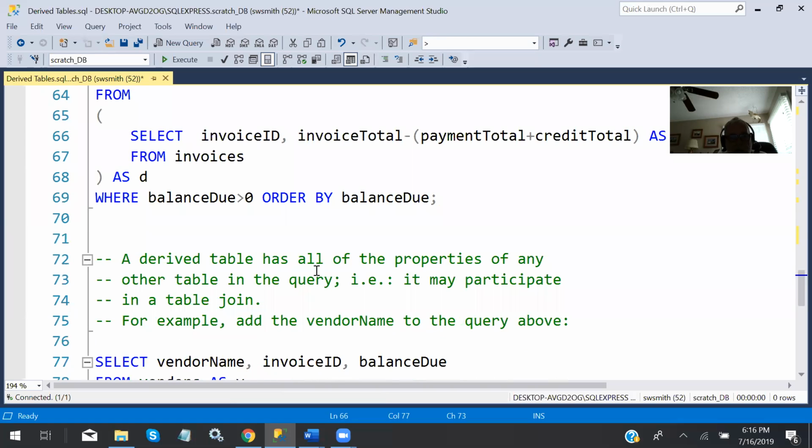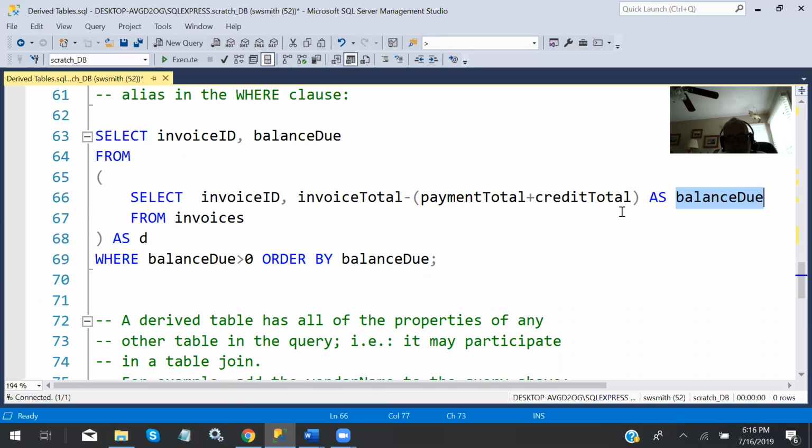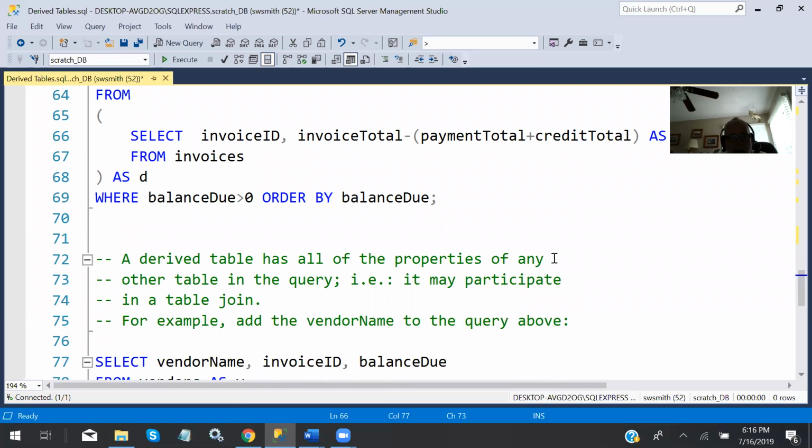A derived table, excuse me, I should have said derived table, not derived query. A derived table has all of the properties of any other table in the query. It may participate in a table join, inner join, outer join. It may have subqueries of its own, and you can get really complicated.